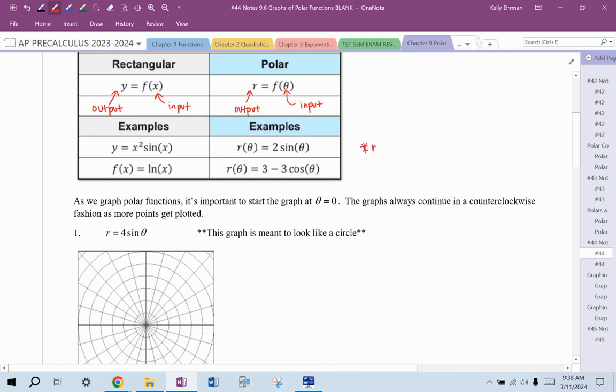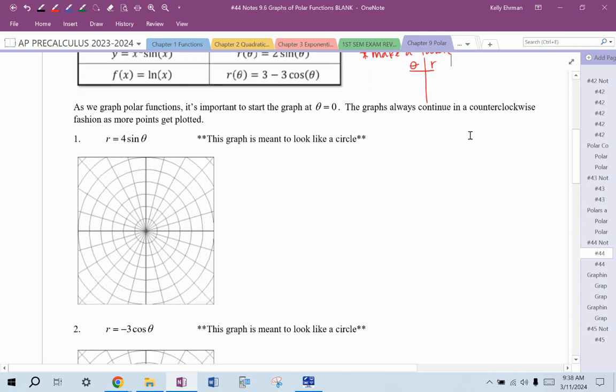Okay, we're not going to rely on transformations or shifting or stretching or any of that. We will always make a table. And even though we plot points as r, theta, the table that we always make will be picking strategic values for theta, values that make the trig function nice numbers like 1, 1/2, 0, and then plugging that into your function for r. So as we graph polar functions, no matter what the polar function is, always start at 0.